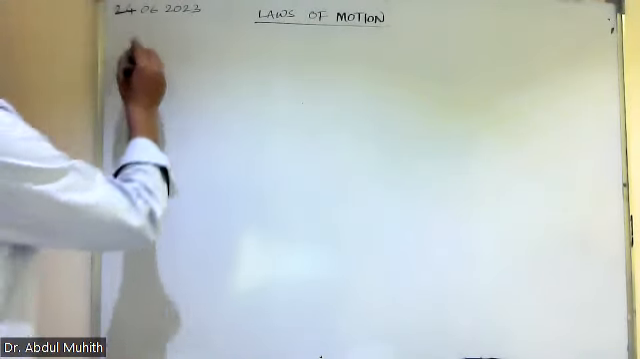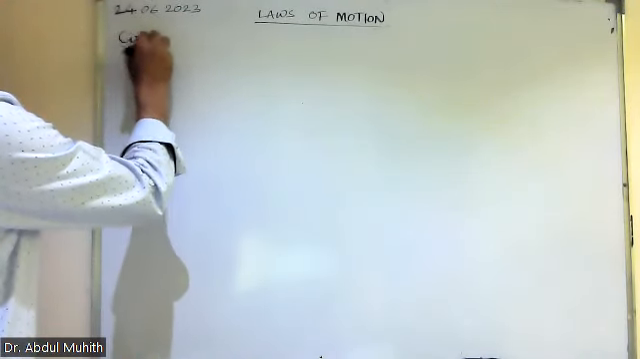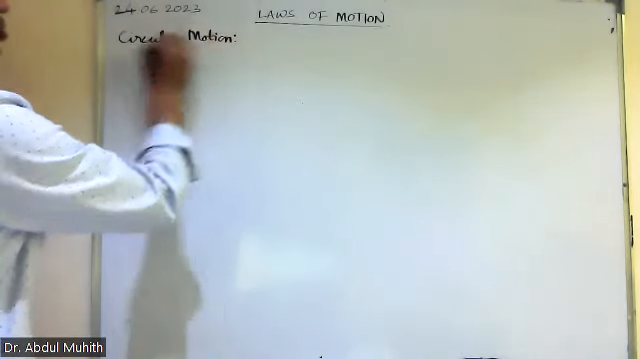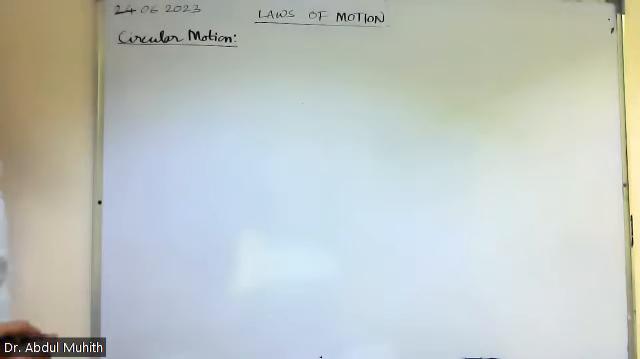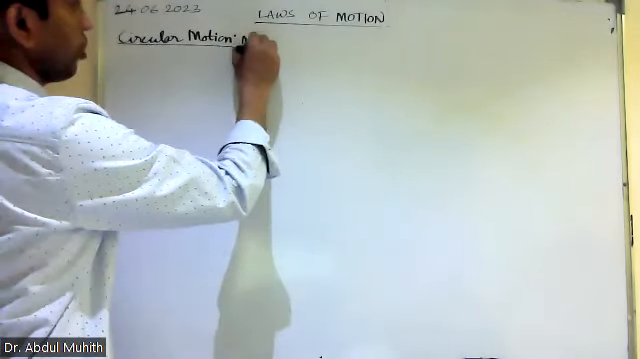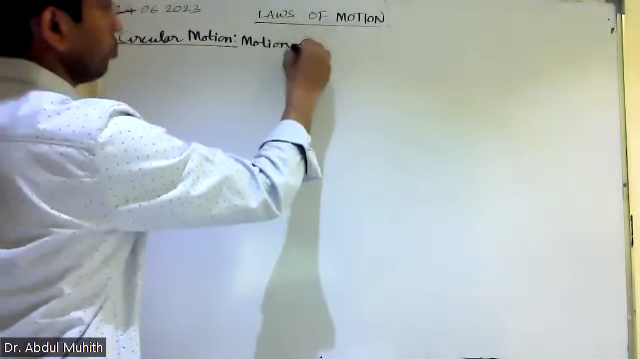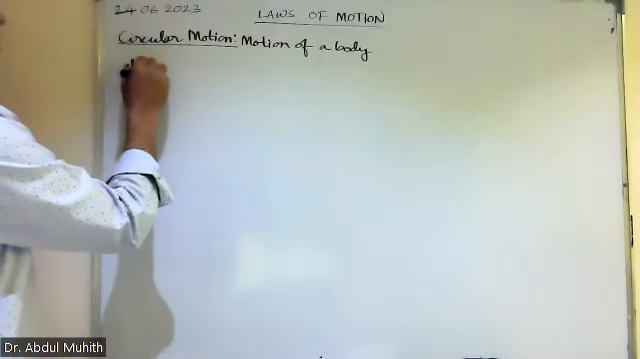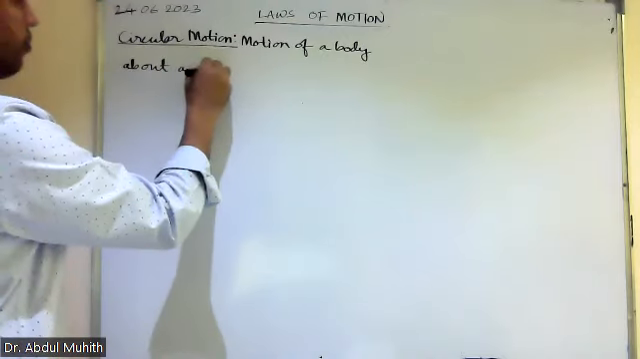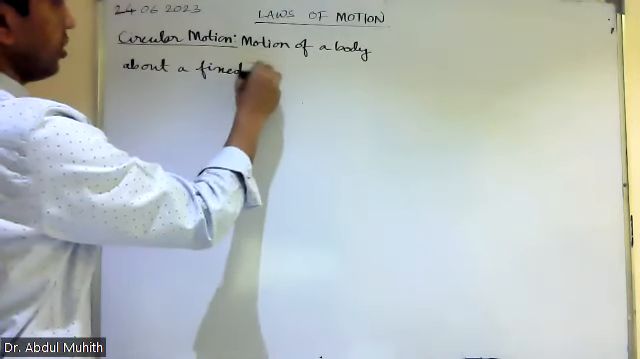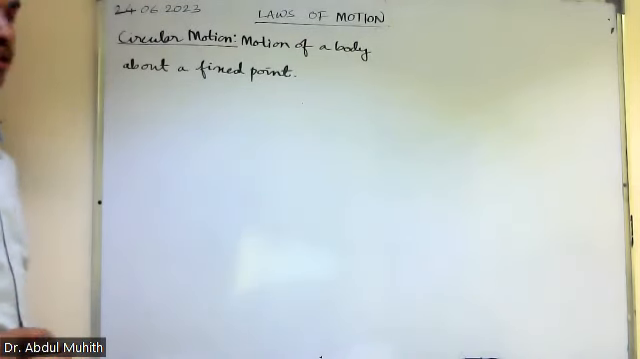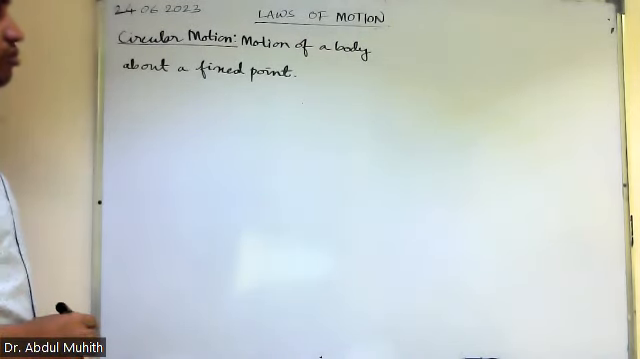Now, circular motion. What is circular motion? Definition of circular motion: motion of a body about a fixed point is said to be circular motion.